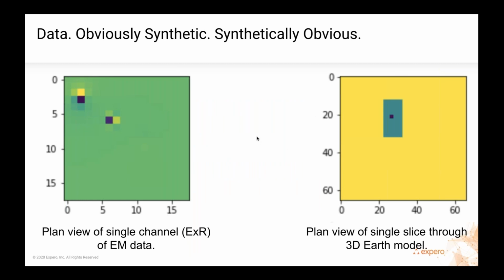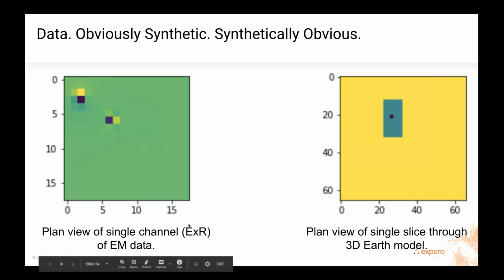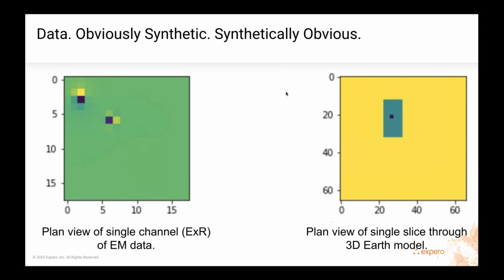This is another photo of the data type that we're working with in this experiment. And there's another slide after this one to go into a little bit more detail. So just bear with me here for a moment. We have on the left-hand side of the image a single channel of our EM data. In this case, it is the electric field X direction real component of that EM data. The output is a slice, like a horizontal slice. This is a plan view of the Earth model, of that 3D Earth model.